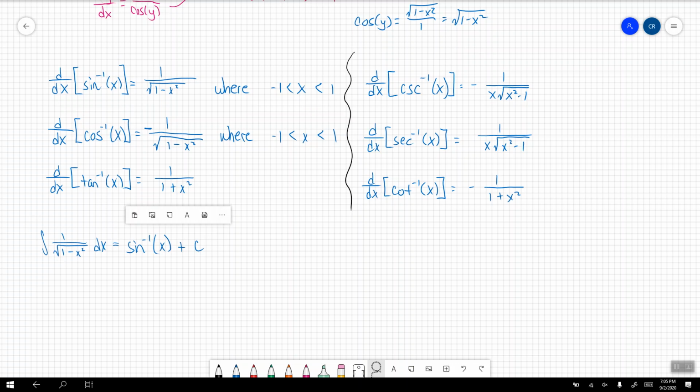We're also going to have another trigonometric integral that pops up quite a lot.